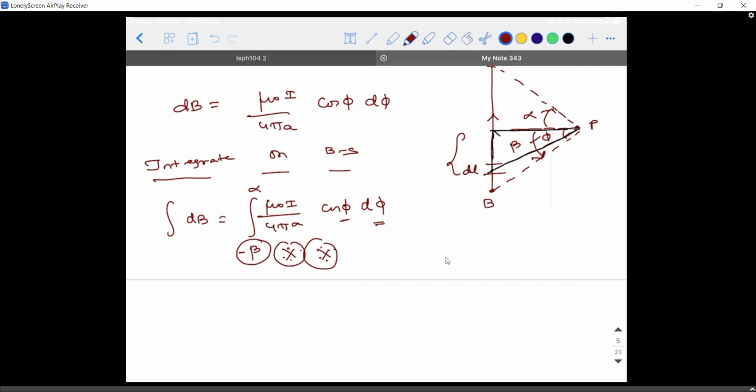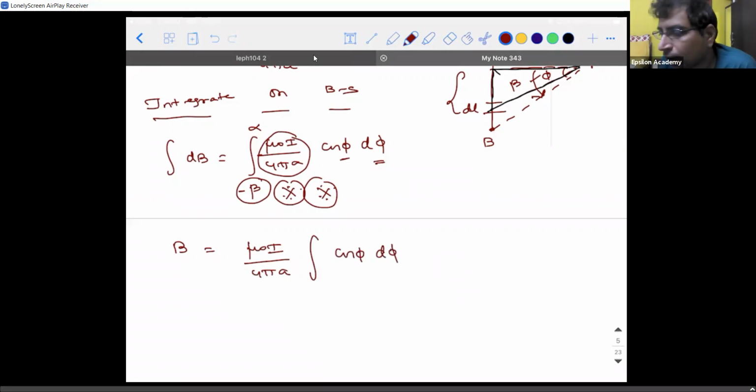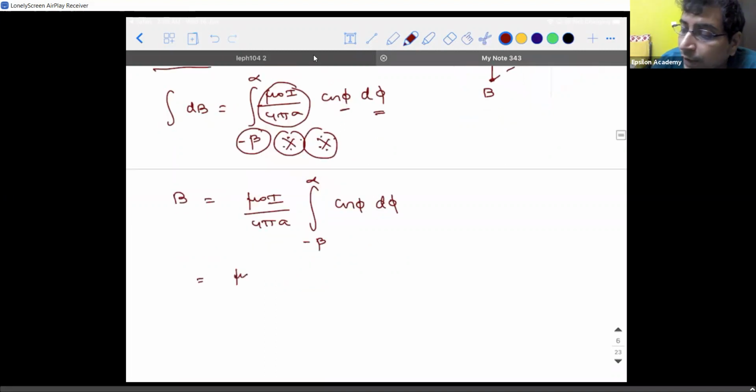Okay. So what is the integral of dB? It is going to be B. So B is equal to, what is going to be this value, guys? That is a constant. So mu naught I divided by 4 pi a into integral of cos phi d phi. Integral of cos phi d phi from where to where? From minus beta to alpha. So mu naught I divided by 4 pi a into integral of cos is sine, from minus beta to alpha.